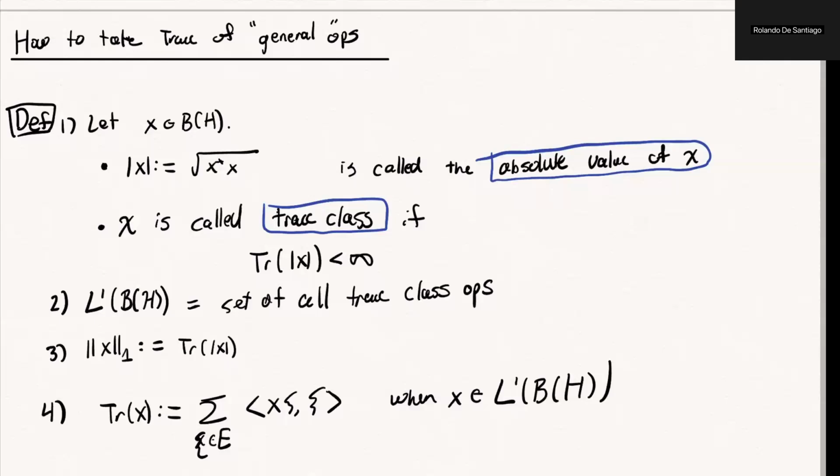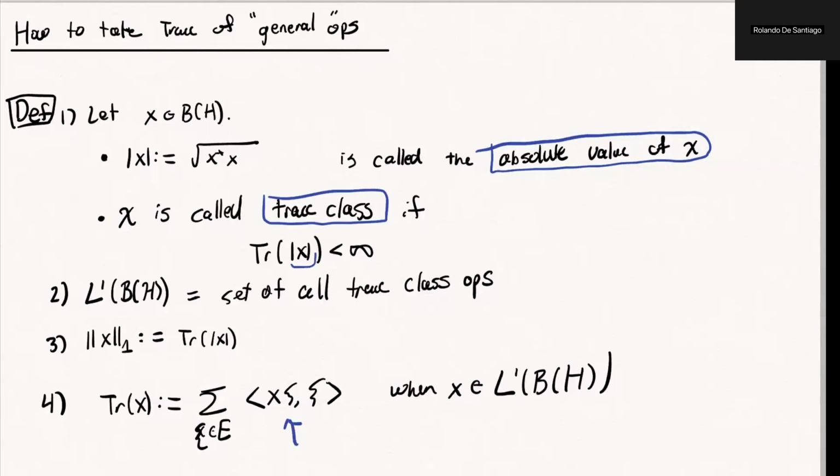And the idea is that whenever I have a trace class operator, what I'm really looking at when I'm considering the trace of the absolute value of x is the trace of something that's positive semi-definite. And what that's going to do for me is that this expression here will be absolutely convergent, and therefore this will give me a meaningful value.